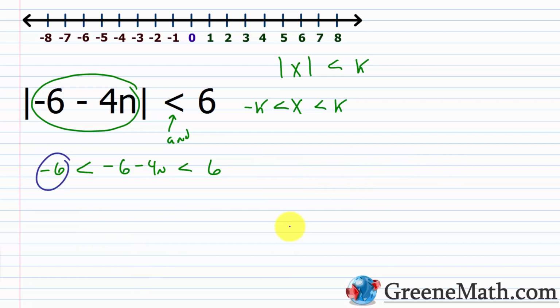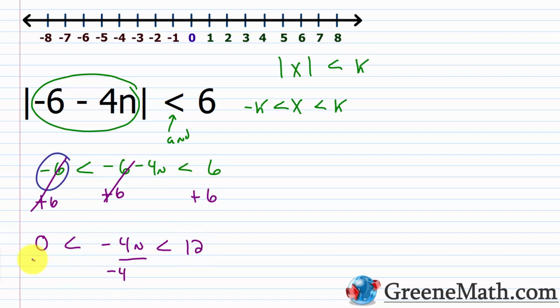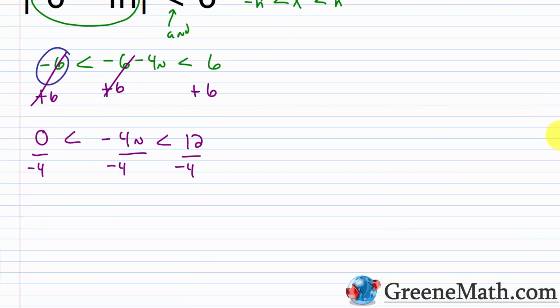So if I solve this three-part inequality, I do the same thing to each part. I'll add 6 over here and over here. So that'll cancel, become 0. That'll cancel. I'll have negative 4n is less than 6 plus 6 is 12. So I divide each part by negative 4, so I can isolate n. And what's going to happen is, again, I've got to still flip the direction when I have a three-part inequality and I divide by a negative. That doesn't change. So this gets flipped, and this gets flipped.